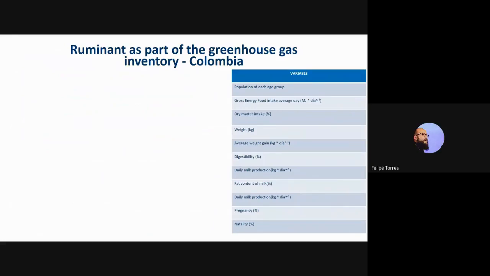Hello, everyone, again. In a few slides, I will show you how the inventory team in Colombia of greenhouse gas emissions includes the ruminant model as part of the calculation for our inventory. So in this way, next, please, Alejandro.